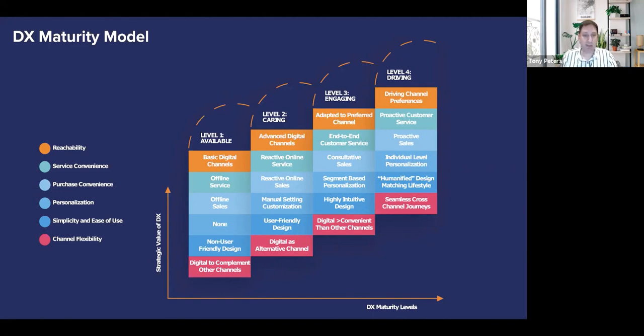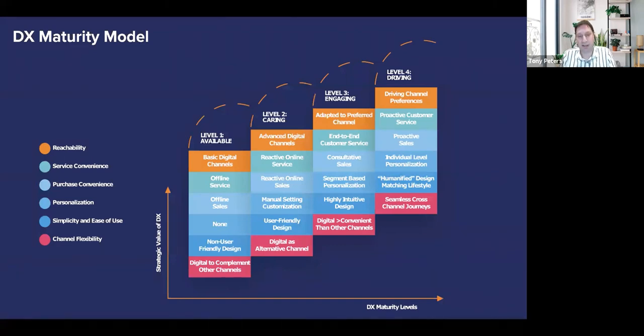Level 3, you're starting to engage that end-to-end customer service. You're starting to do personalization based on segments. Your design is getting a lot better across these different channels, such as responsive, etc. And digital is now starting to be more convenient than other channels, which is definitely where we want to be at a minimum in this day and age.